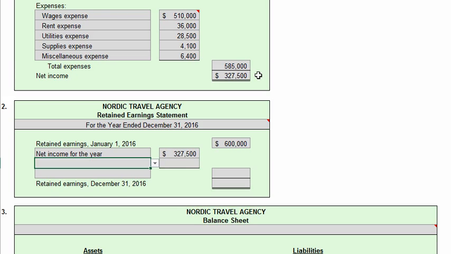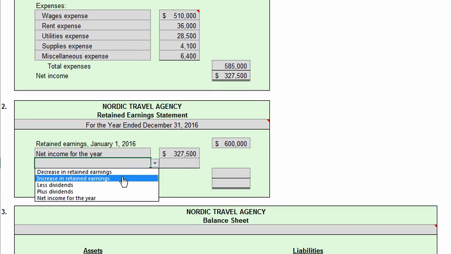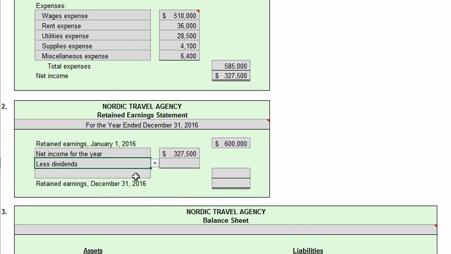Now, retained earnings would be decreased by dividends. Also be decreased by net loss, but you can't have both net income and net loss in the same accounting period. You'd only have one or the other, of course. So we did have dividends during the year. The company dividends of $42,000 were paid. Dividends decrease retained earnings, so we'll put in the $42,000 here.